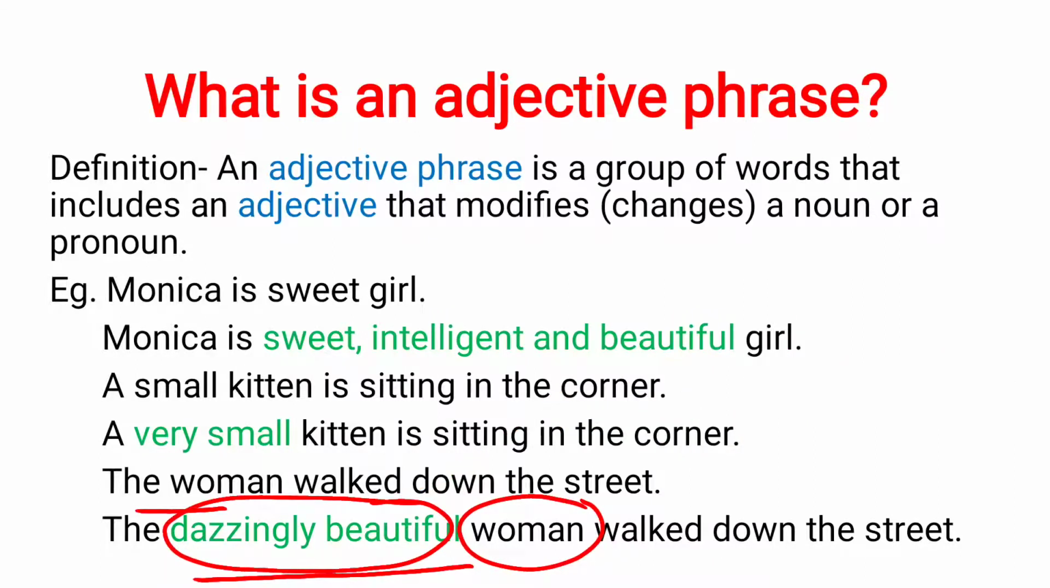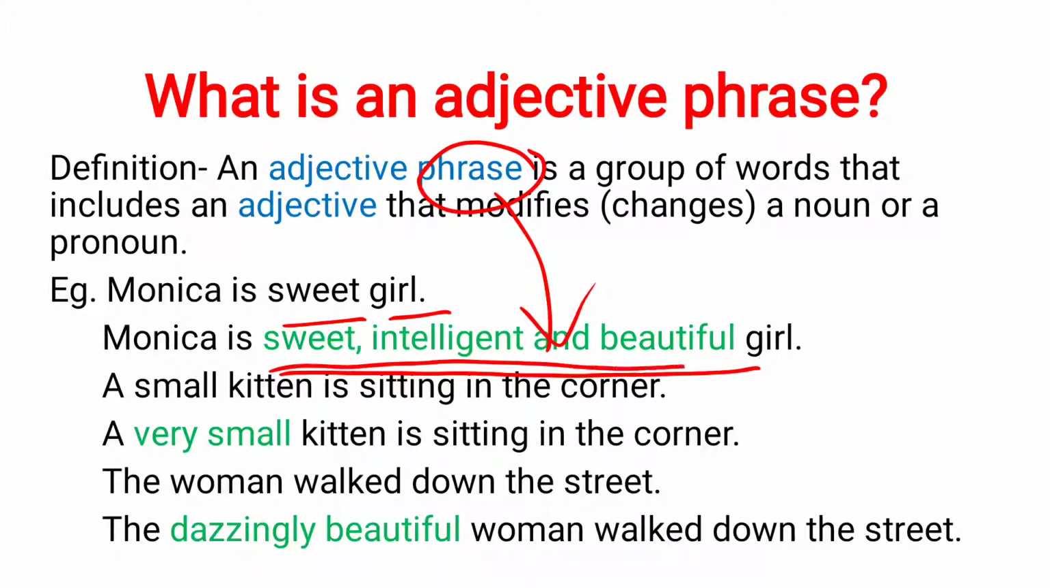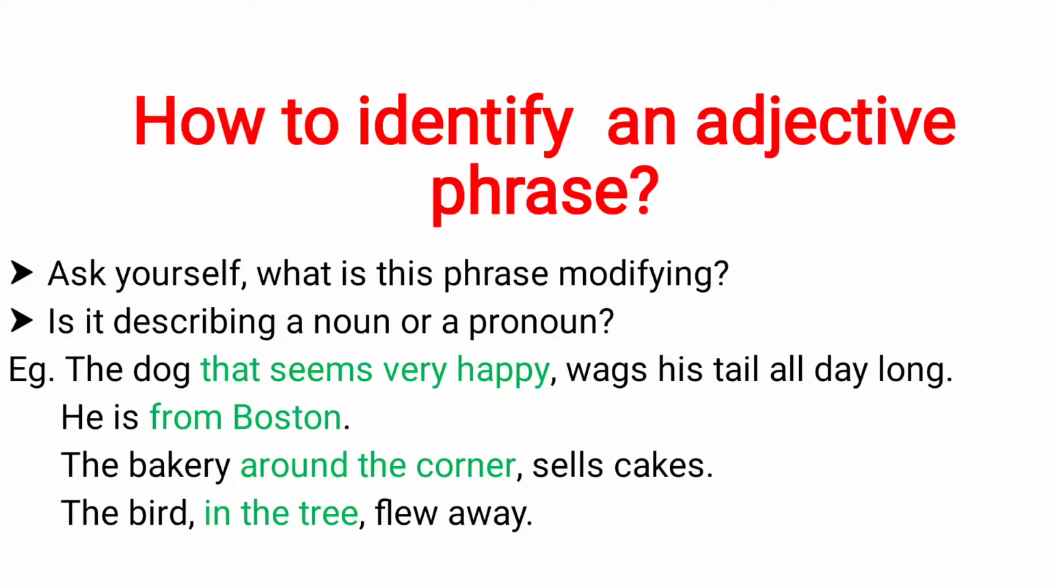Adjective means a single word which is used for describing a noun. And when we have a group of words, as we know that phrase means a group of words, that particular group of words is used to describe this particular noun, and that is why this is known as an adjective phrase. Now let's try to understand how to identify an adjective phrase in a sentence.